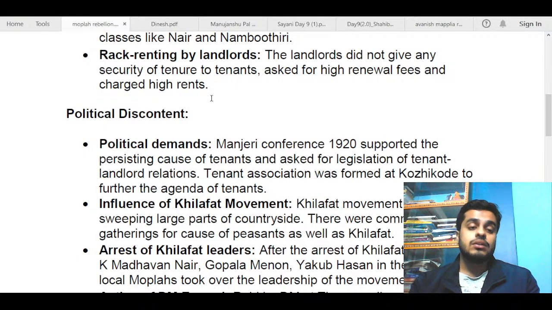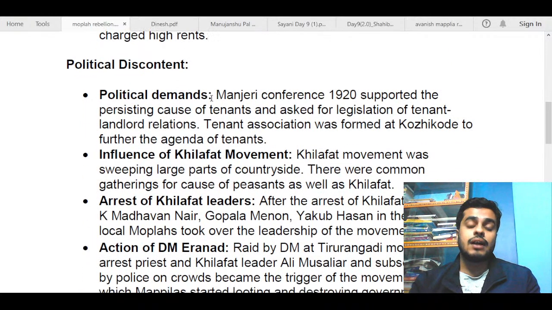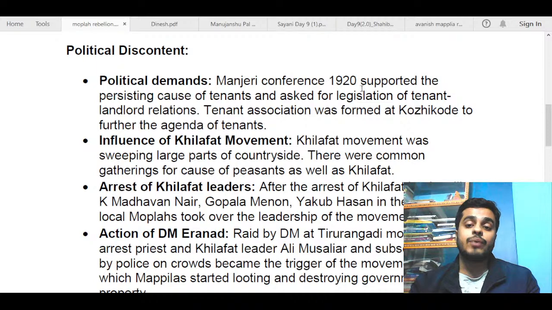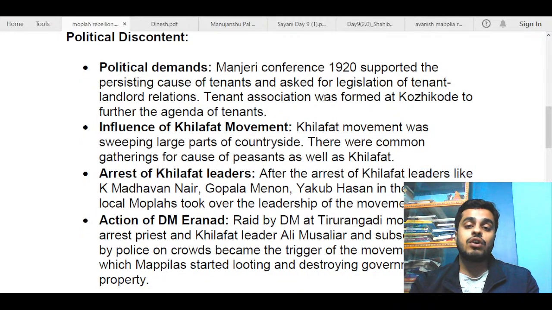Then we move to the political discontent part. In political terms, demands were there. The Manjeri Conference of 1920 supported the persisting cause of tenants and asked for legislation of tenant-landlord relations. A tenant association was formed at Kozhikode to further the agenda of tenants. So this was also done. The tenant association basically strengthened their demands for their rights against the landlords.